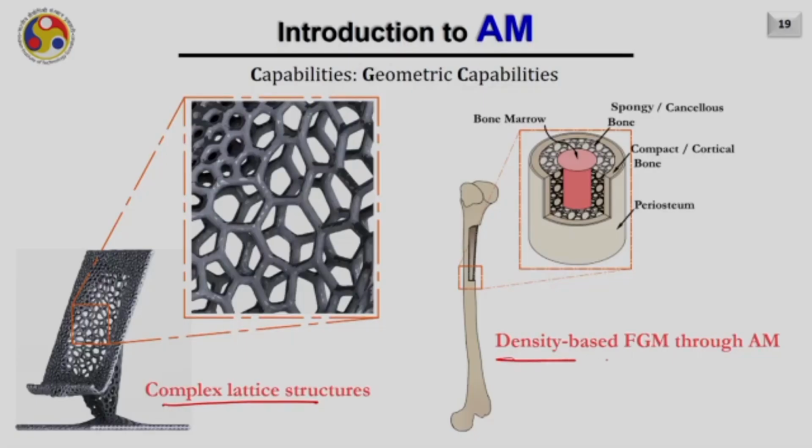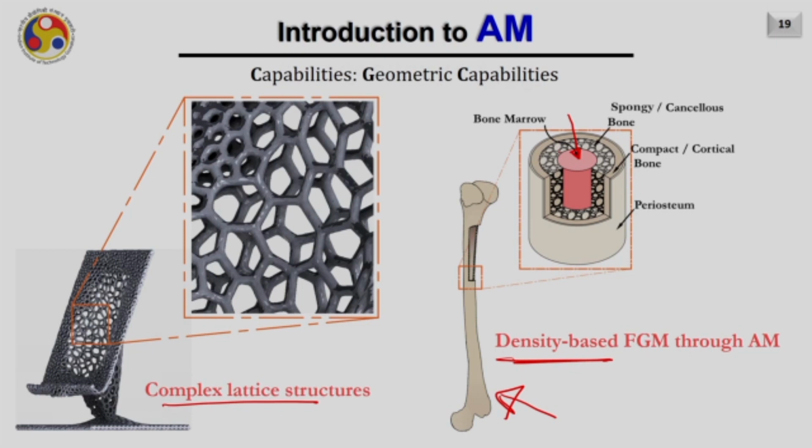Other than that, you can create functionally graded materials. Functionally graded materials can be of two types, density based and material based. The density based FGMs are where the density of the object can vary. Like what you are seeing here is a bone. We know that our bone does not have a constant density. The density of the bone varies from outer to inwards.